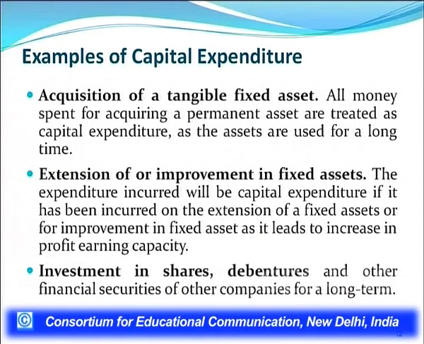Then another example is extension or improvement in fixed assets. The fixed asset may be extended. It means the building is already there, but now we want to create another two-room office for our security staff or as a record room. So, it is the extension of the building. If any expenditure is incurred on the extension of a fixed asset, that may be a building or a plant, then we need to categorize this as capital expenditure.